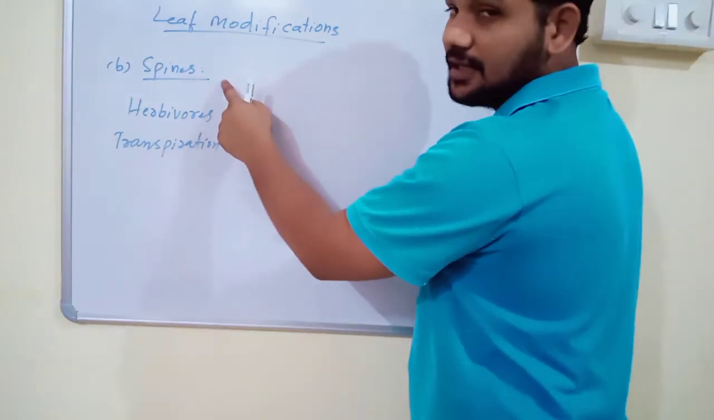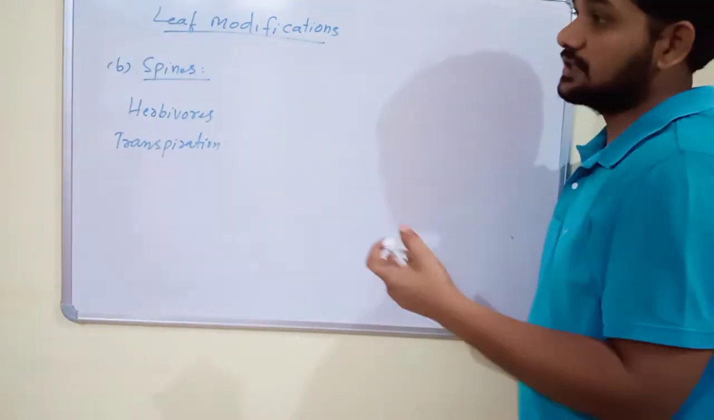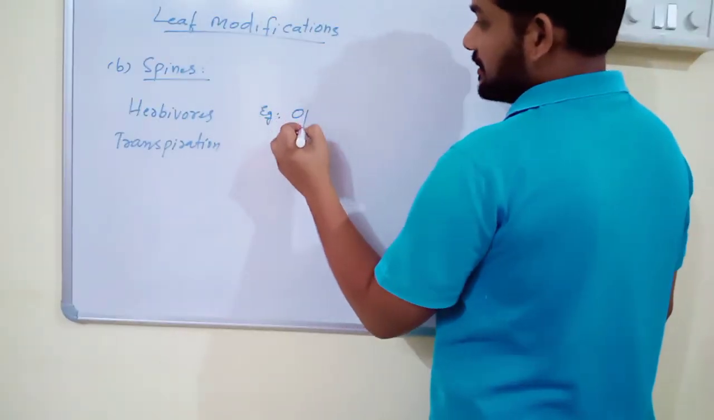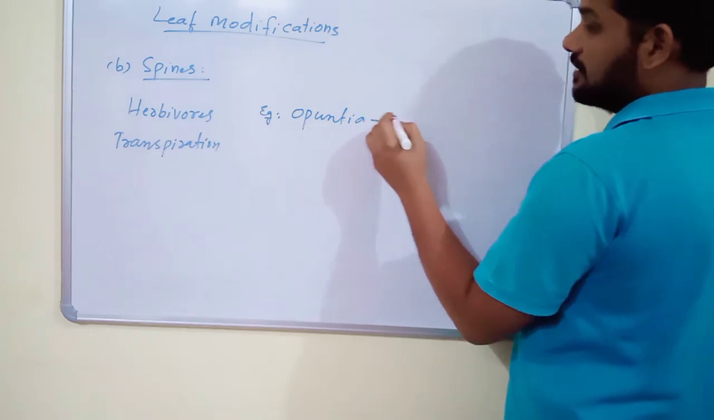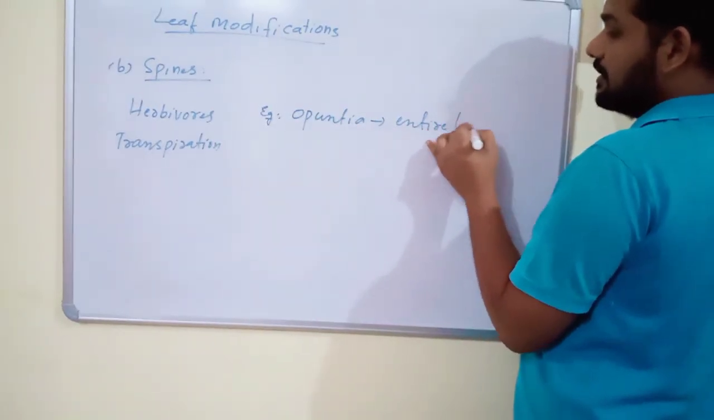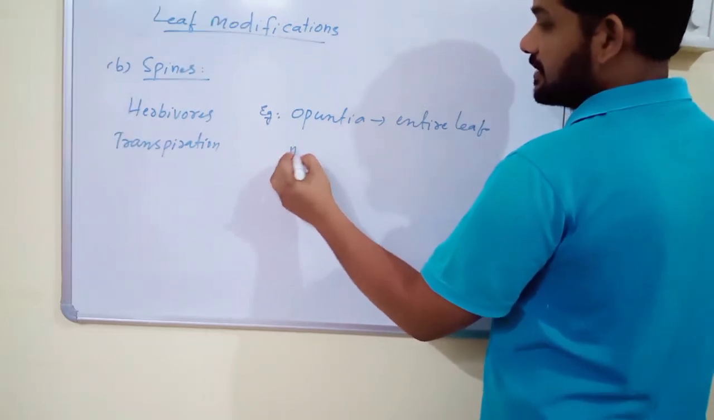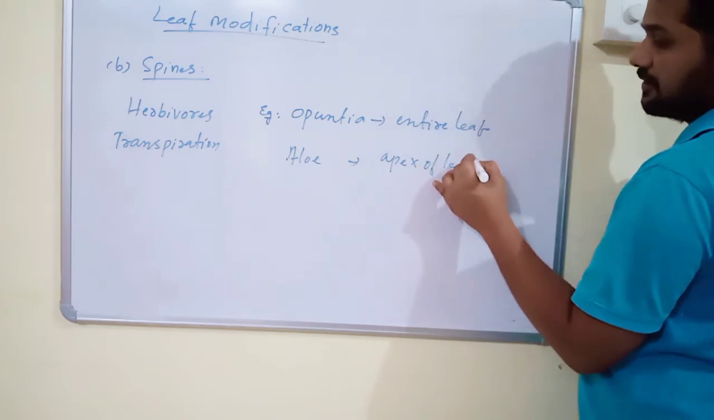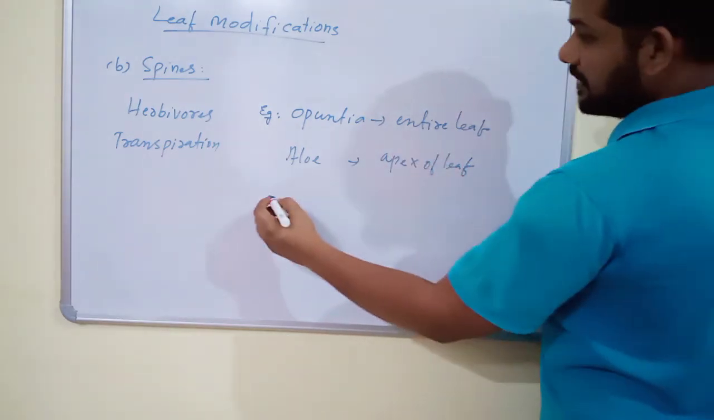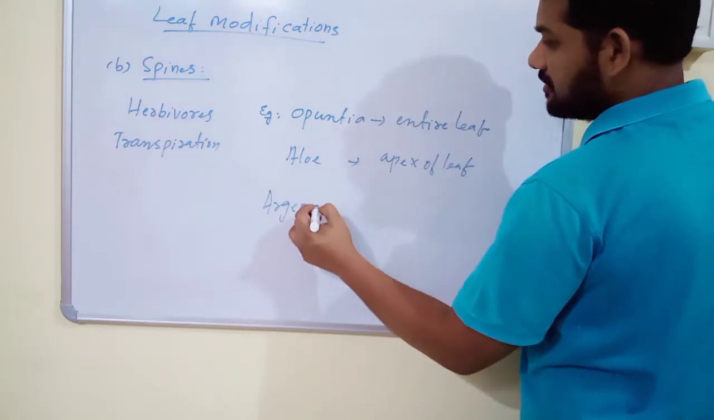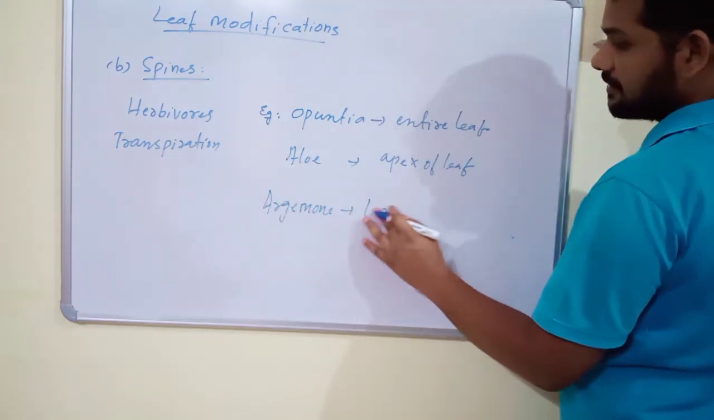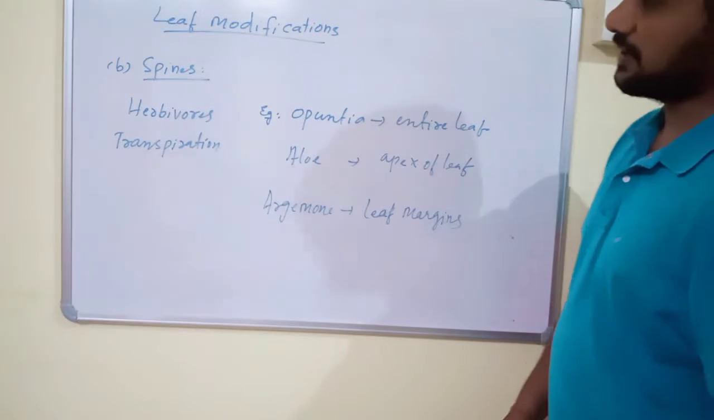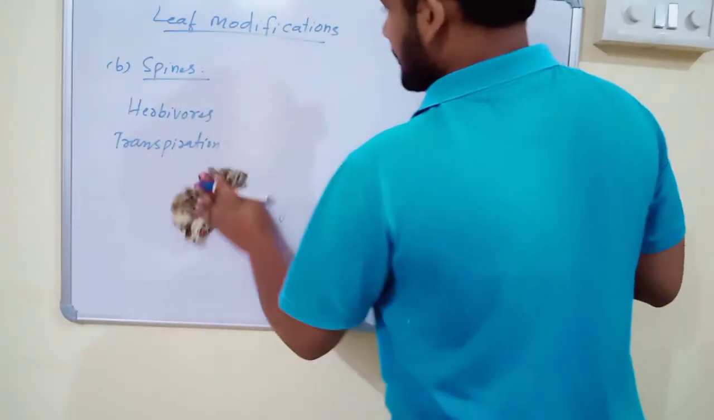And what is a spine? The entire leaf or any part of a leaf modified into a sharp pointed structure is called a spine. In the case of Opuntia, the entire leaf is modified into spine. And in the case of aloe vera, the apex of the leaf is modified into spine. In the case of Argemone, the leaf margins are modified into spines.